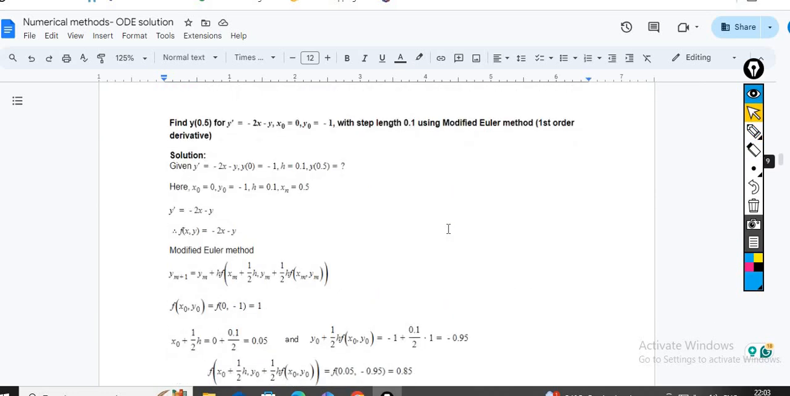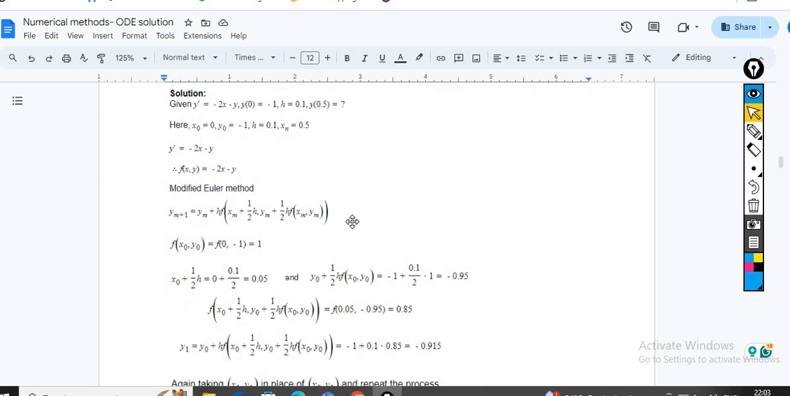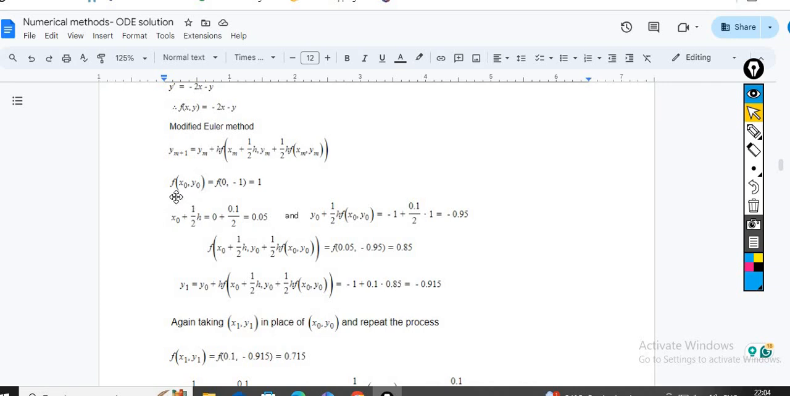Now check how to solve this problem. Again we have taken the same problem, minus 2x minus y. So the initial value is given and the initial function value is given. Again the step size is considered as 0.1. So these values are written over there. Now we need to use this particular formula to calculate y 0.5. So just look here. Here the function is at x0, y0. First you need to get x0, y0, so you will get information about this particular function.